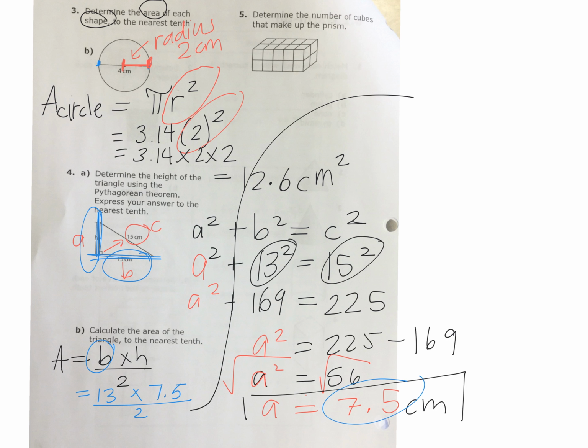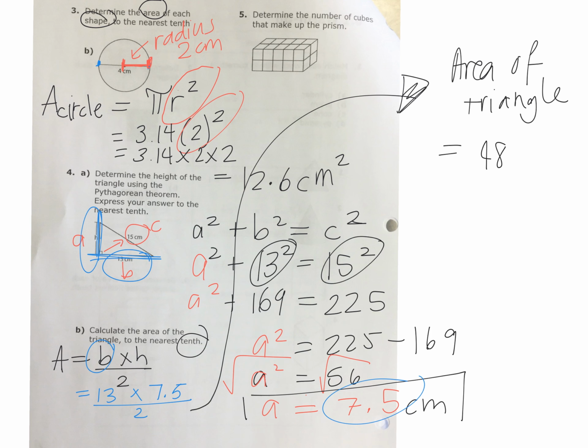I'm going to put it up here. Okay. Area of triangle is 13 times 7.5 divided by 2. What's the final answer? To the nearest tenth. That means 1 decimal place. 48.8 centimeters squared because it's area.